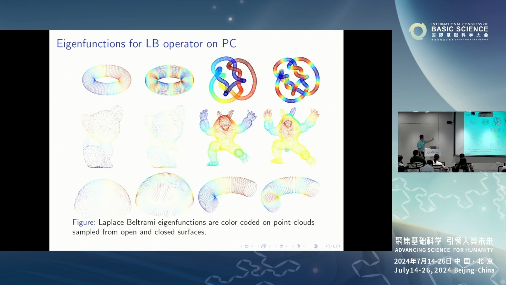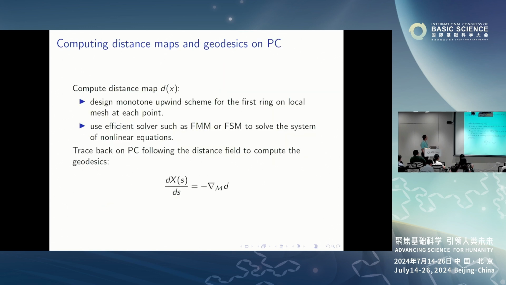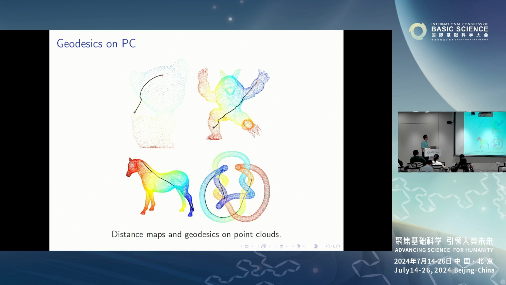Yeah, before we were just using point clouds, here we use a local mesh to solve the same equation, and actually we can also solve geodesic distance, which is a Hamilton-Jacobi equation on the manifold, and we have the fast marching method or fast sweeping method to solve it very quickly, and then you can find the geodesics between any two points. Okay.